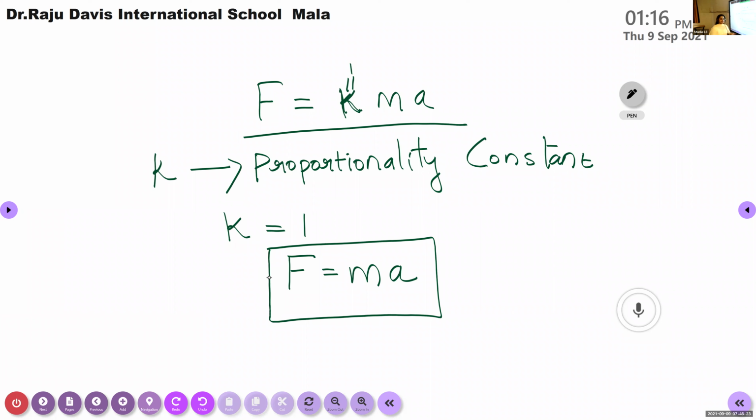What do you mean by force? Force is the product of mass and acceleration. This is the basic equation for calculating the force acting on a body. The force acting on a body is given by F is equal to ma, where m is the mass of the object and a is the acceleration.